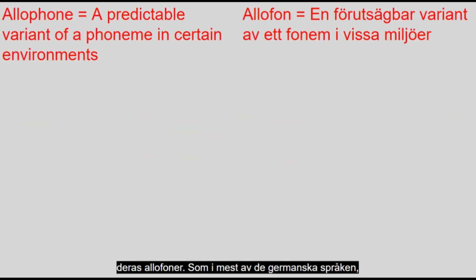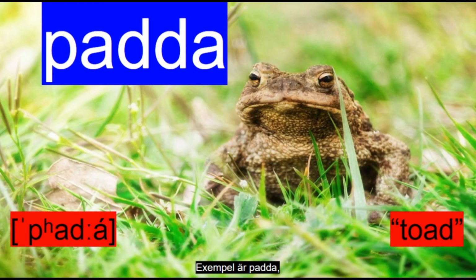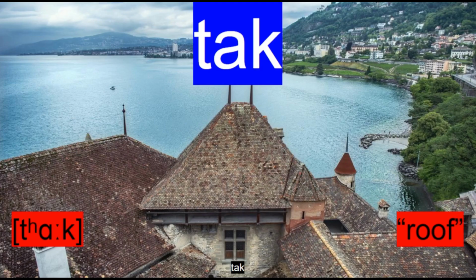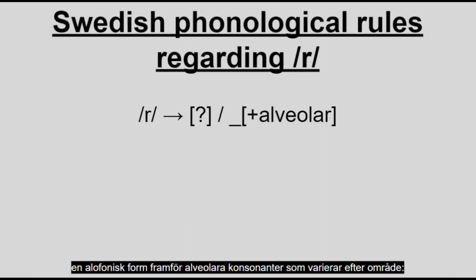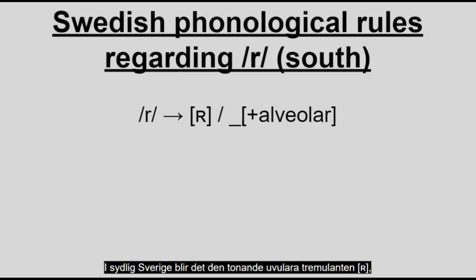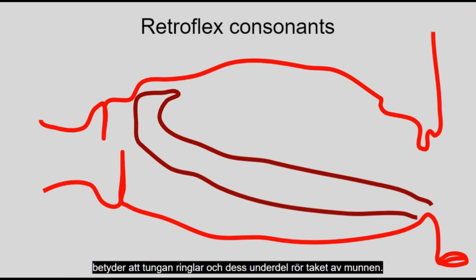Like in most of the Germanic languages, the voiceless plosives p, t, and k get aspirated at the beginnings of words. Examples are padda, talk, and cool. Also, r, which is subject to the most regional variation of any Swedish consonant, has an allophonic form in front of alveolar consonants that varies by region. In southern Sweden, it becomes the voiced uvular trill r, while in northern Sweden it disappears but makes the consonant after it retroflex, meaning the tongue curls and the bottom of it touches the roof of the mouth.